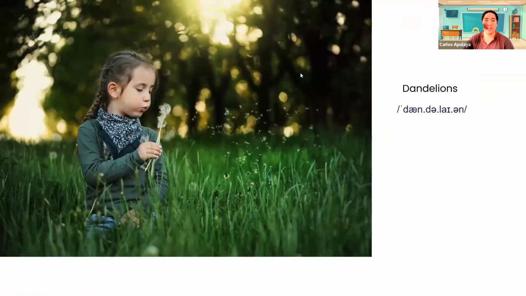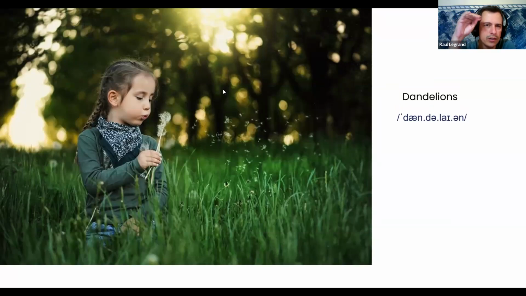So it says, okay, Raul, what can you see here in the picture? Well, I can see a small girl in the woods. She has grabbed a flower and she's blowing up. So the small pieces of the flowers are going away. She seems to be very entertained. And I think her mother took the picture.